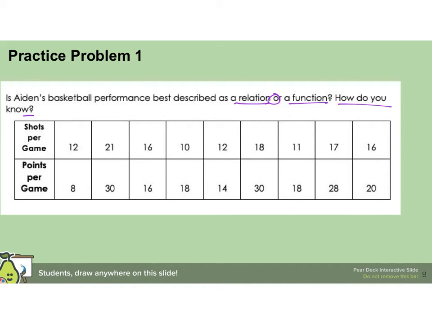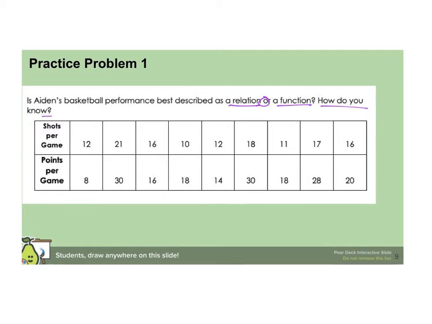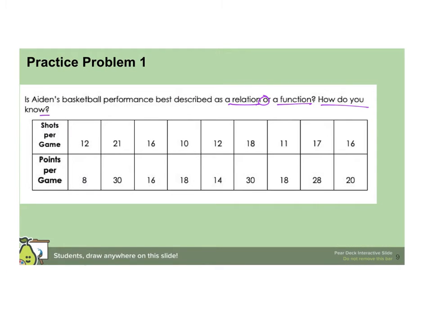Well, so I know that my x's can't repeat and my y's can. So which one's going to be x and which one's going to be y? So x is independent. That's the one he's in control of. Is he in control of how many shots he takes or how many points he gets? He's in control of the shots he takes. So that's the x. That's the y.